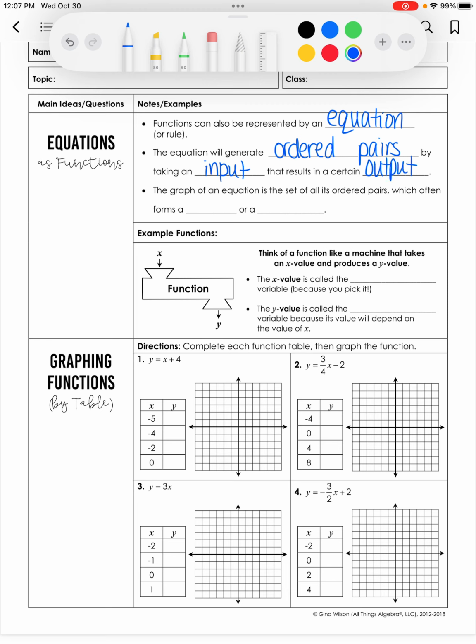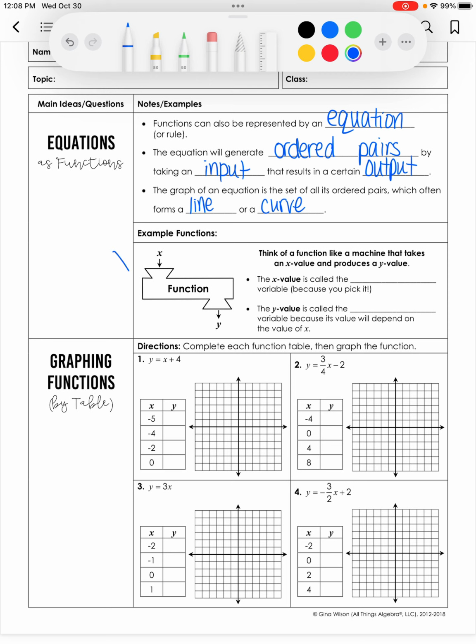So a function is a type of thing where you put something into it, it might multiply that number by a certain number, it might add it, it might subtract it, and then you will get an output, you'll get an answer. So with a function, you put a number in, and that's your input, which is x, and then you get an output, that's your y. The graph of an equation is the set of all of its ordered pairs, which often forms a line or a curve.